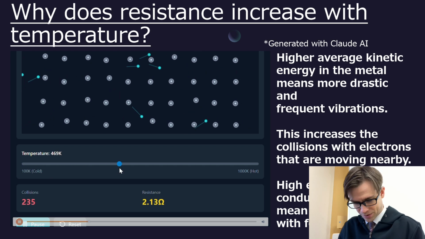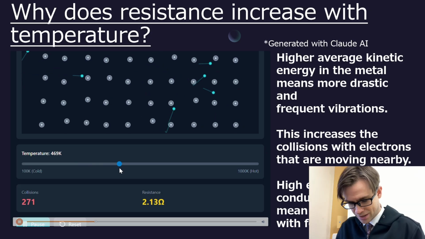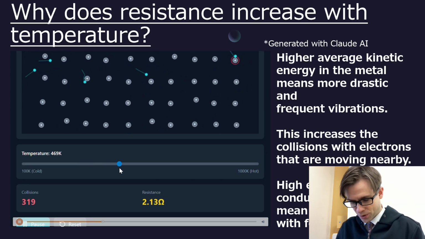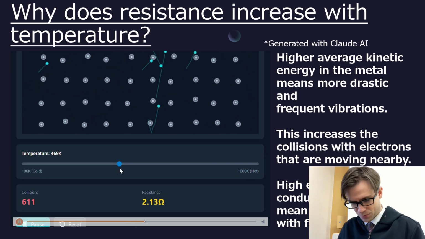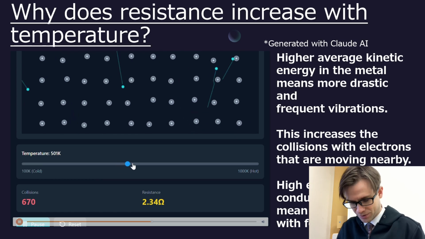But what happens if we increase the temperature? Now you can see the lattice vibrating much more. It's covering a larger area and volume in a smaller time. And that means the chance for collision with all the moving electrons increases. And you can see the collision counter I have in the bottom left. The rate at which the collisions happen has certainly increased.